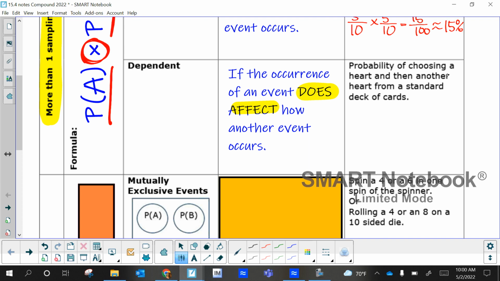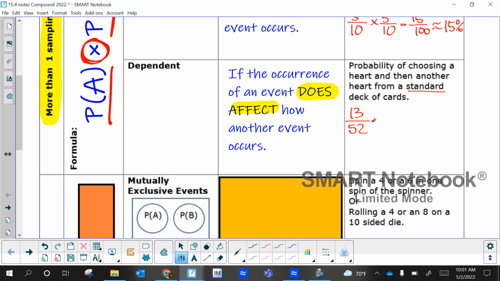It says the probability of choosing a heart and then another heart from a standard deck of cards. If you're playing cards and the dealer tosses you a card, and you look at it, and then he tosses you another card, what are the odds that both are hearts? You have to be familiar with the deck of cards. How many hearts are there? There's 13 hearts out of a total deck of 52 because it's a standard deck of cards. We're not going to include jokers. So I got the first heart supposedly.